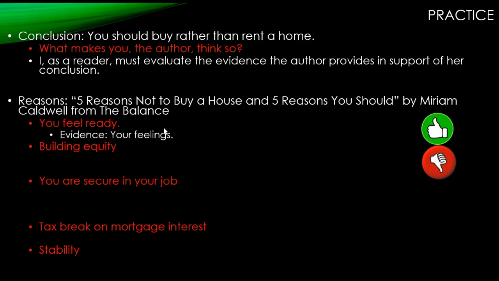Go back and read that particular section of her article, and pretty much her evidence is your feelings. So nowhere did she bring up a study that talked about people who bought houses who felt that they were ready being more successful than people who really didn't feel that they were ready. So I'm not too sure how reliable feelings are. So I personally would give this a thumbs down.